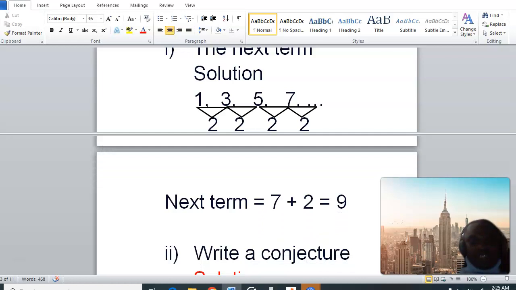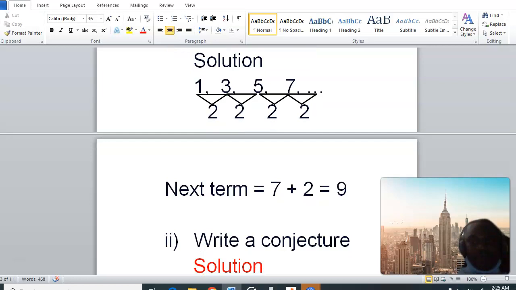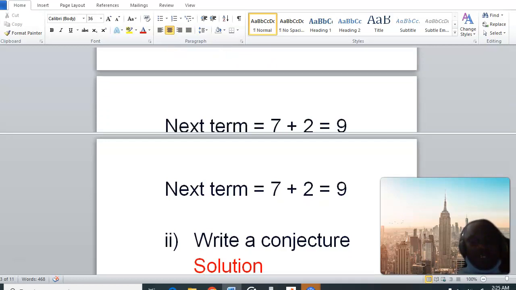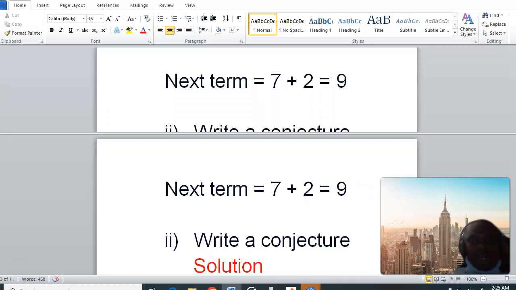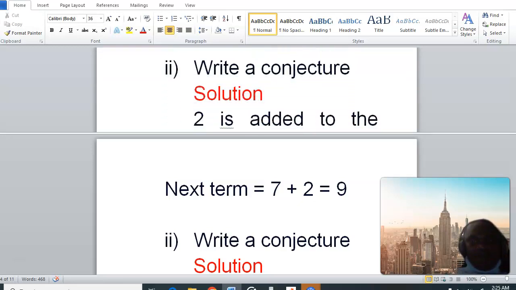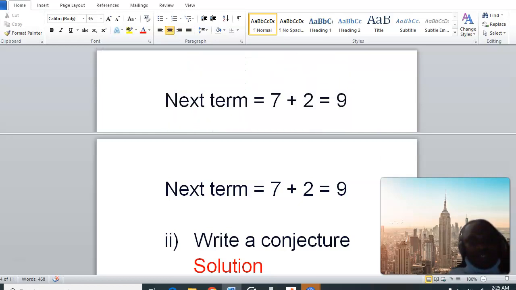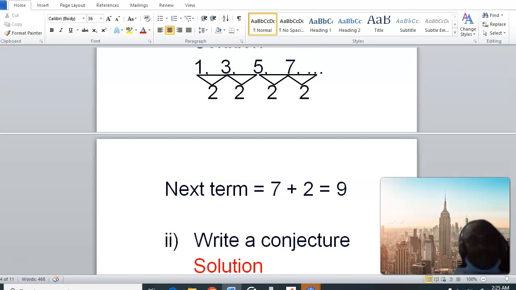Now the next question says, write a conjecture. When we say conjecture, we are talking about describing the pattern. But how are you going to describe the pattern? Let's go back to the pattern. This is the pattern. So how are you going to describe the pattern?